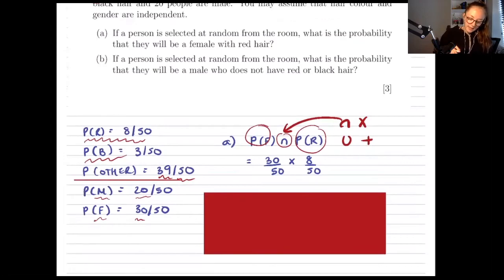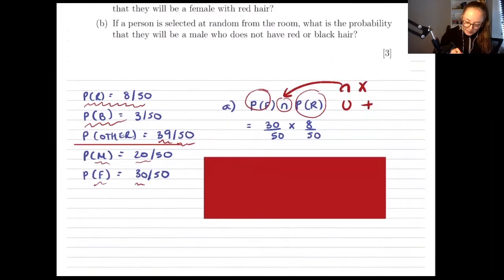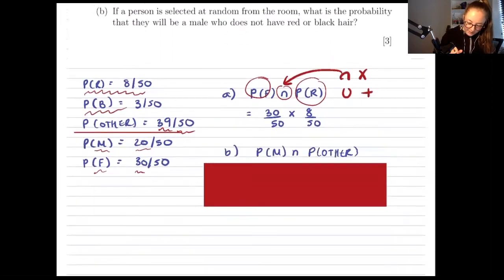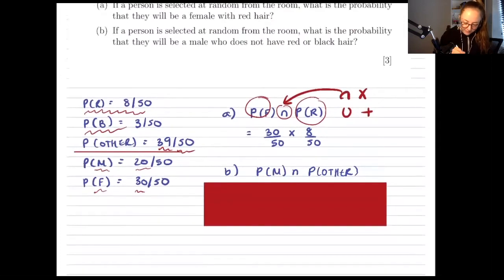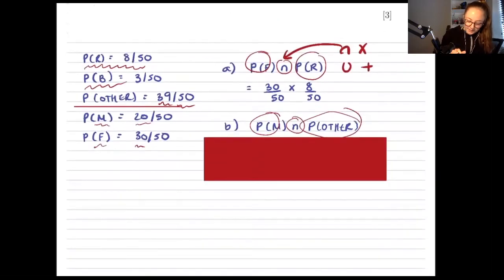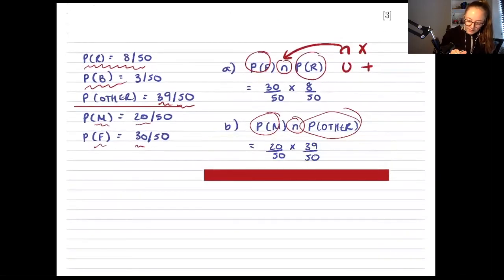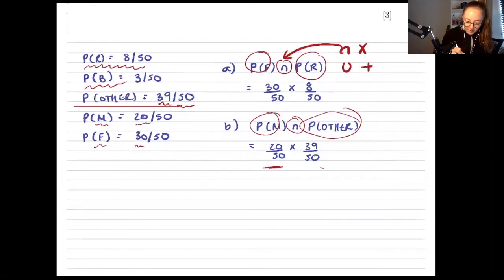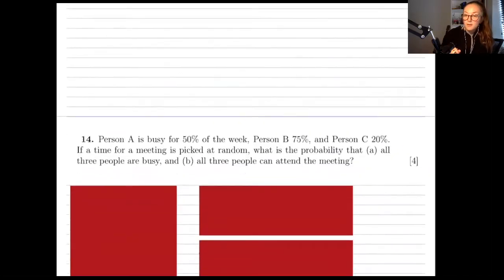Okay, so the next question would be, if a person is selected at random from the room, what is the probability that they will be a male who does not have red or black hair? So this is another and probability. We're saying that they're male and they have some other hair color. So again, that's another multiplication job. You multiply the probability of being male by the probability of having some other hair color. And that's your answer. That's 3 marks.